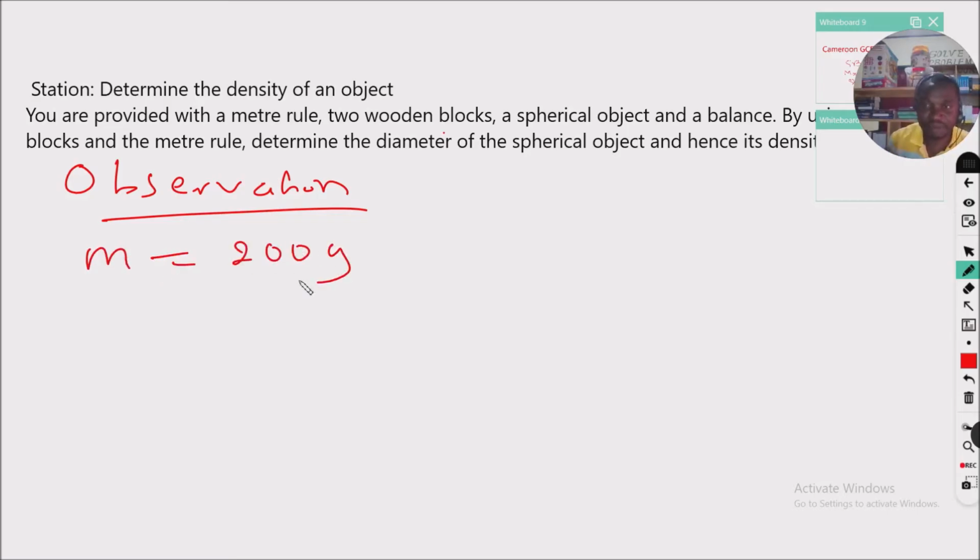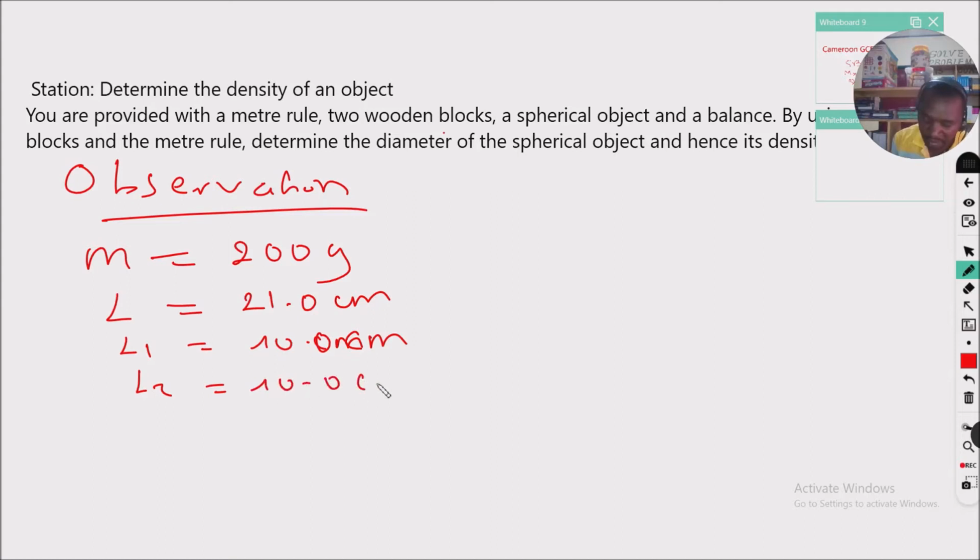Make sure you maintain the precision of the instrument. We saw the length when we measured L1. We saw L to be, let's say, 21.0 centimeters. We saw L1 to be 10 centimeters. We saw L2 should be 10.0 centimeters. You have to measure the precision, make sure 10.0 centimeters.